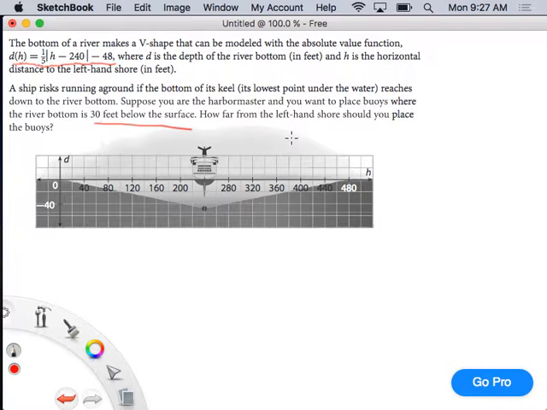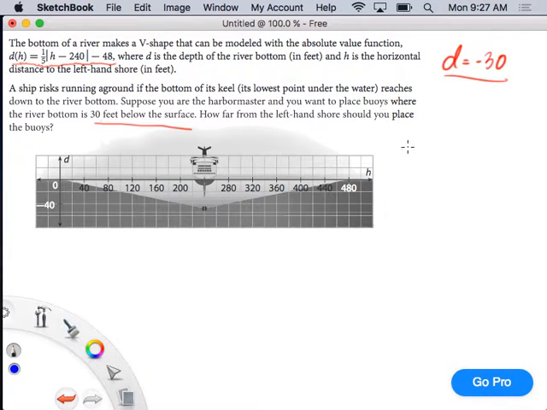We have only two variables. What are our variables? D and H. So is H equal to negative 30? D, the depth of the river bottom. Oh, it's 30 feet below the surface, so we know that D equals negative 30. So that's our second piece of information. We have our formula, and we have that D is equal to negative 30.